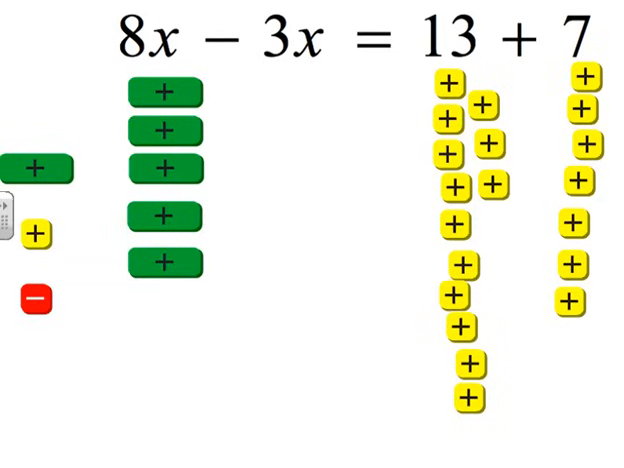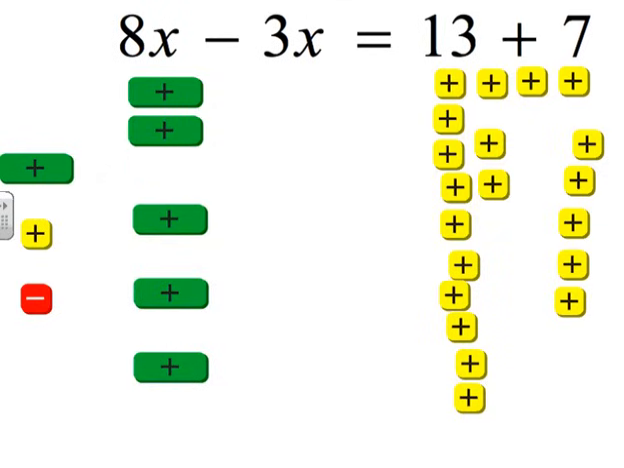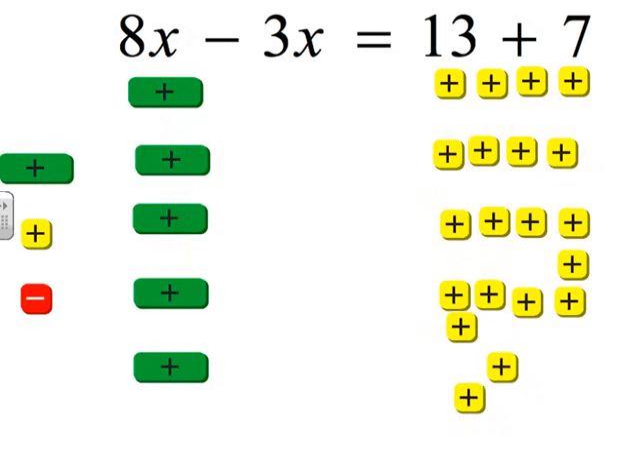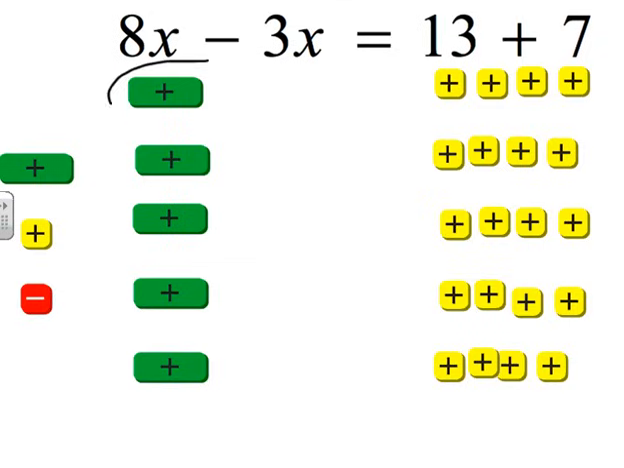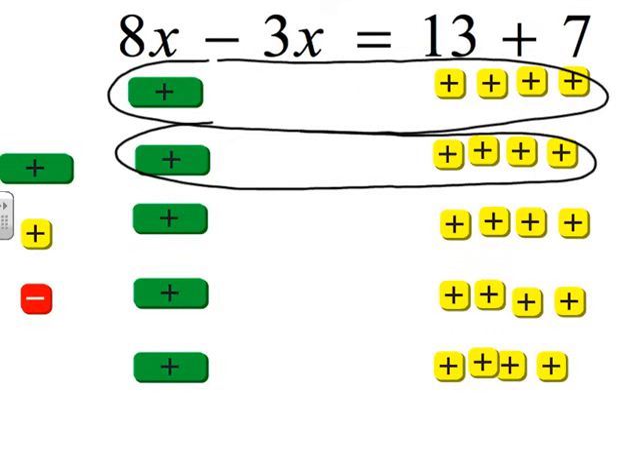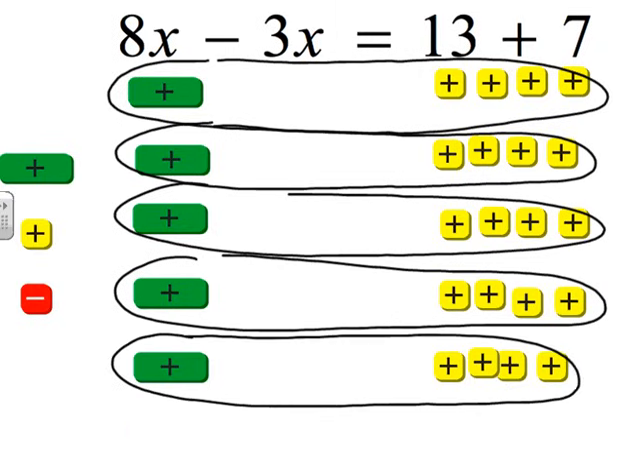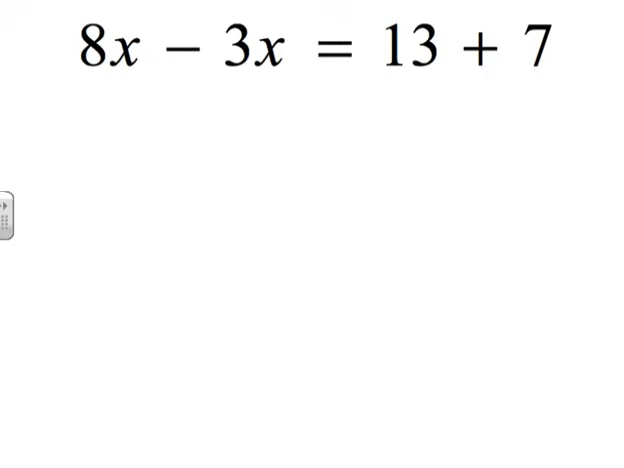So I'm going to take these 20 tiles over here and split them into 5 equal groups. Once I've done that, I've shown that each x is equal to 4 positives. So my solution is x equals 4. That's the solution I'm going to look for when I work through algebraically. This is the same equation, I'm just going to show my steps without the tiles.